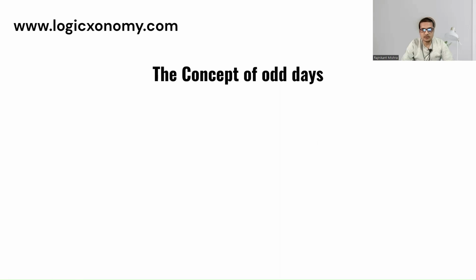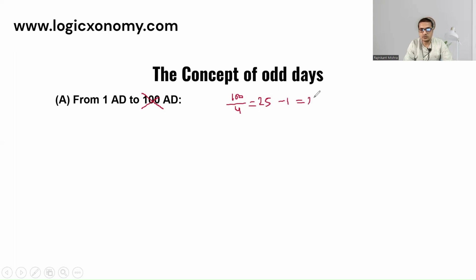Now, we are going to calculate the number of odd days in a century. From 1 AD to 100 AD, that means in the first century, there are 100 years in this period. In normal cases, each 4th year is a leap year. So 100 by 4 is equal to 25, meaning there should be 25 leap years in this period. But as we know, 100 is not a leap year. So 25 minus 1 is equal to 24 leap years present in this first century.